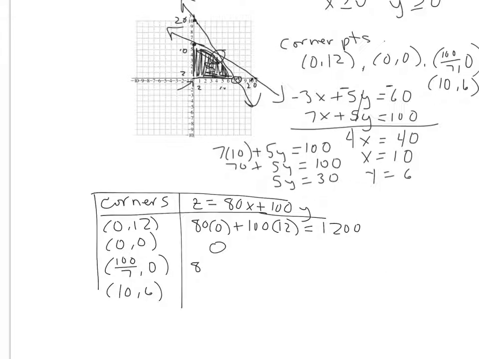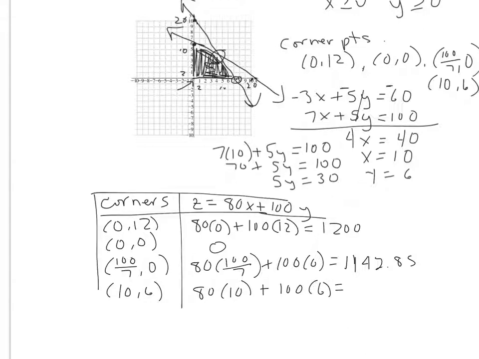Now if we put in 80 times 100/7 plus 100 times 0, 80 times 100/7 turns out to be $1,142.85 if you round to the nearest penny. So that's not going to be our winner for maximizing. Let's see what happens with (10, 6). So we'd have 80 times 10 plus 100 times 6. 80 times 10 is 800, plus 100 times 6 is 600. That's going to be 1,400, which will be our maximum.